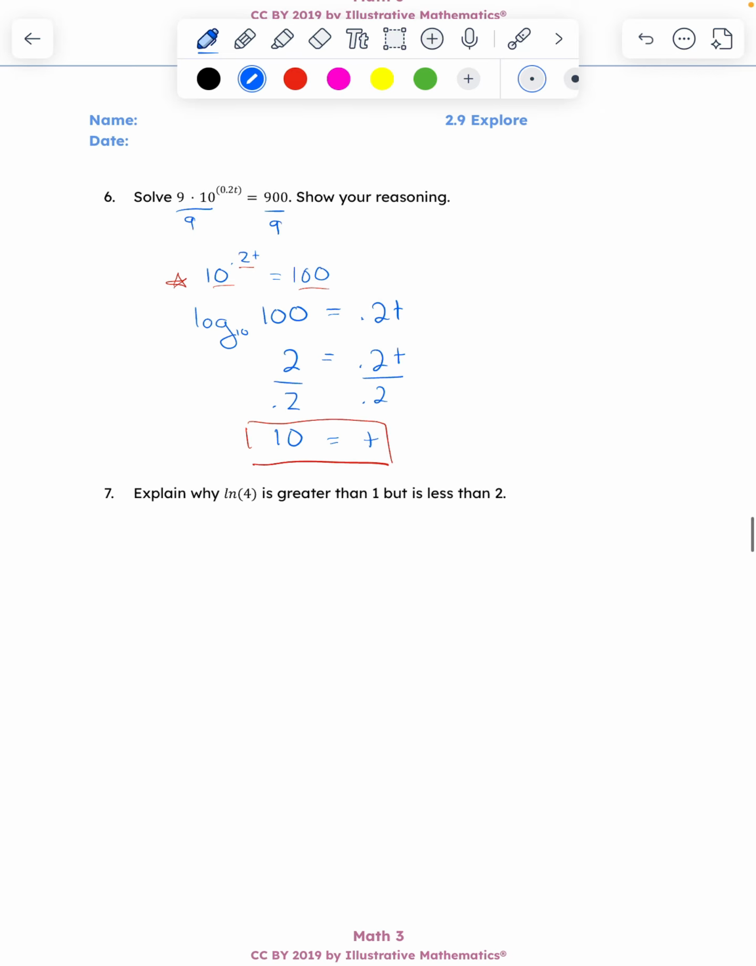Right? So I'm going to say, let's let the natural log of 4 equal x. I don't know what it is, but let's call it x so that I can talk about it. In that case, I know then e to the x is 4, right? Just by definition of the natural log, because the natural log is the log with a base of e.